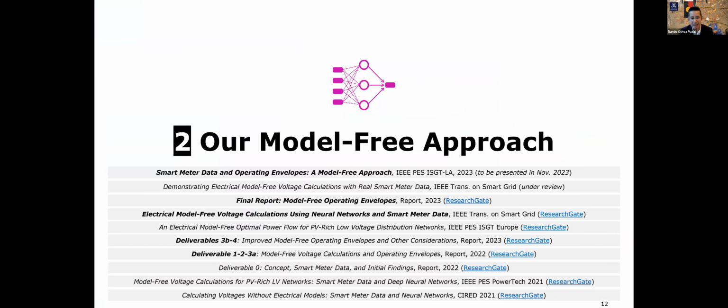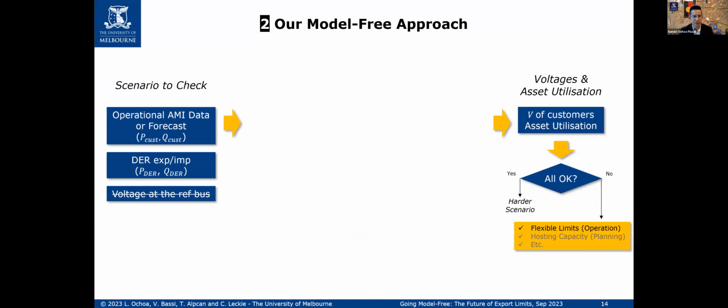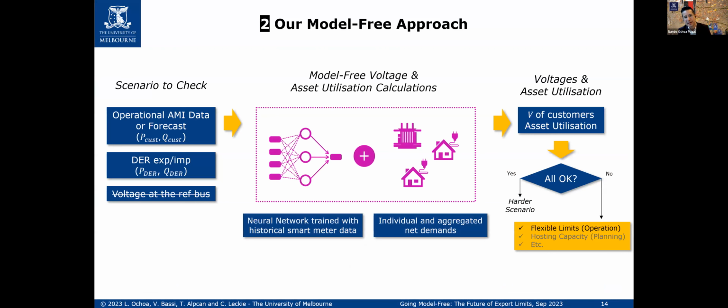Now, as I mentioned earlier, there's a lot of material and content that is freely available. All the links are going to be made available to you all, but we will try to explain this just at a very high level. All the material is available on the project website, all right? And this is just a snapshot of the project website. So the idea is that in that block where we had our power flow, you will replace it with model-free voltage calculations and asset utilization calculations.